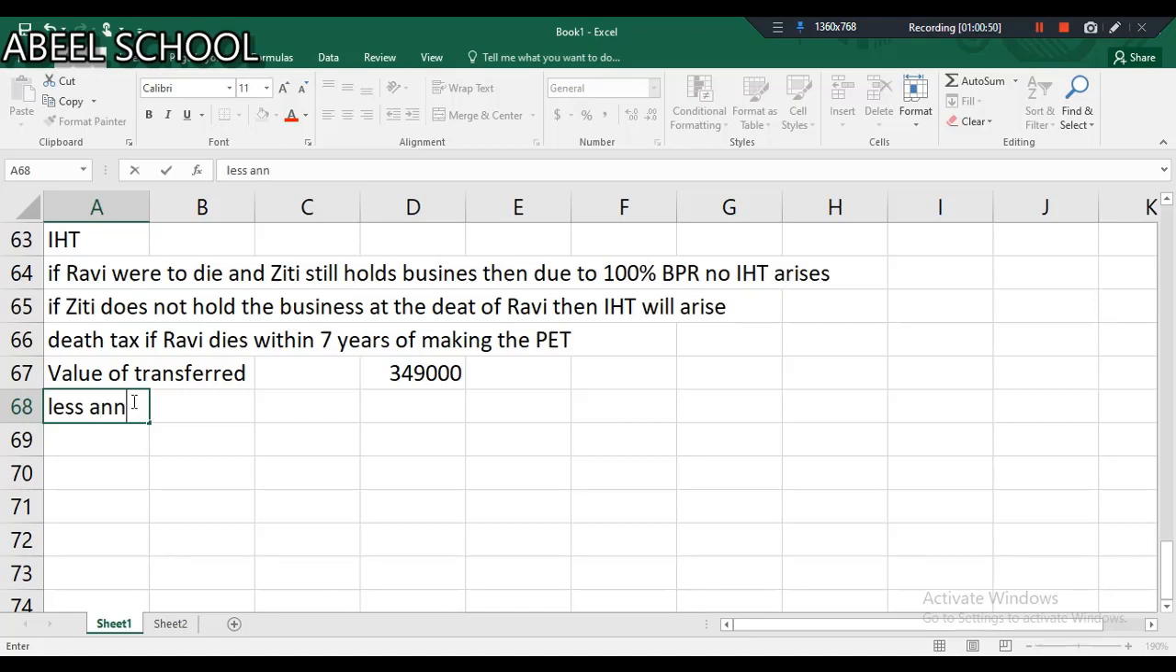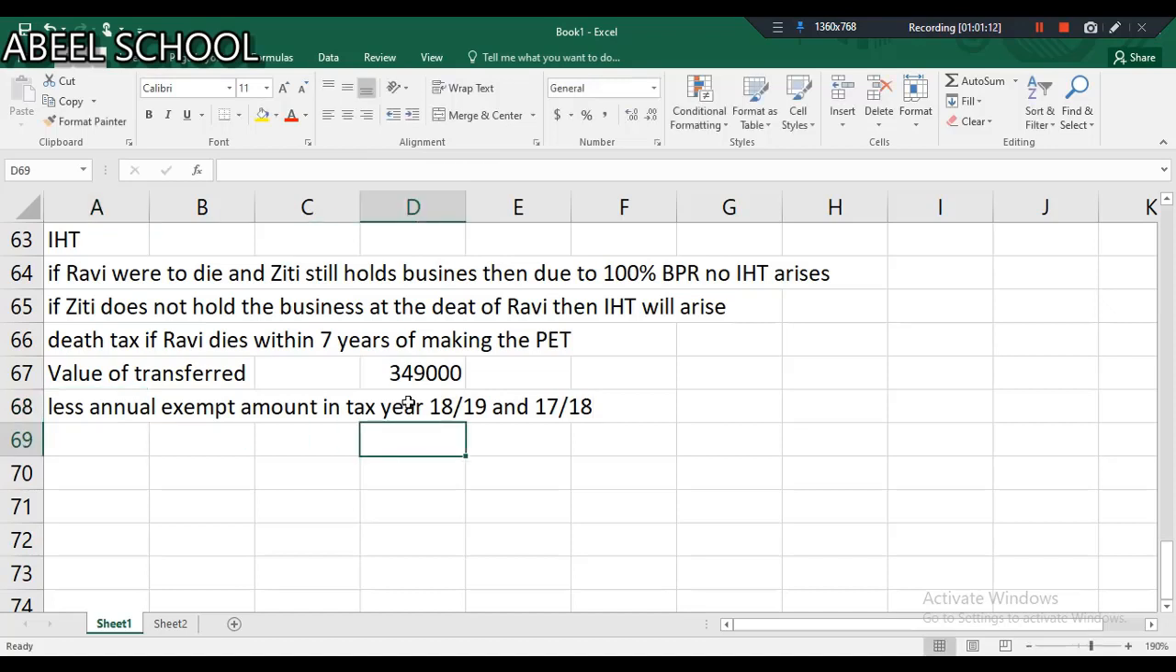Okay, annual exempt amount in tax year 18-19 and previous is 17-18. You get 3,000 every year. We get 3,000 for the current year and we get 3,000 for the previous year if last year's annual exempt amount was not used. Okay.